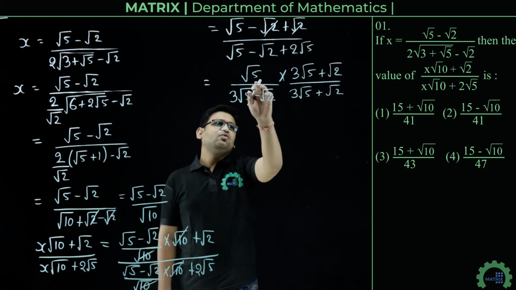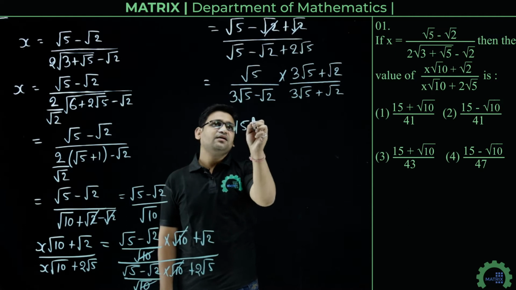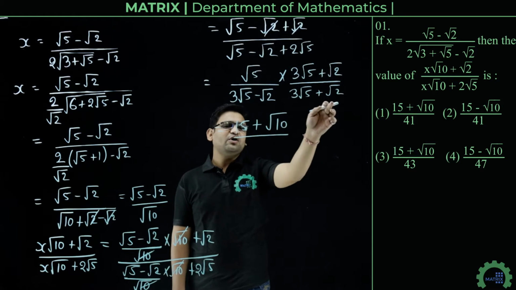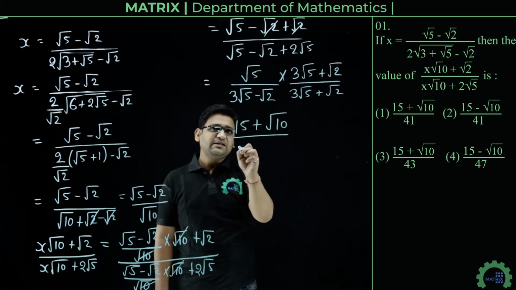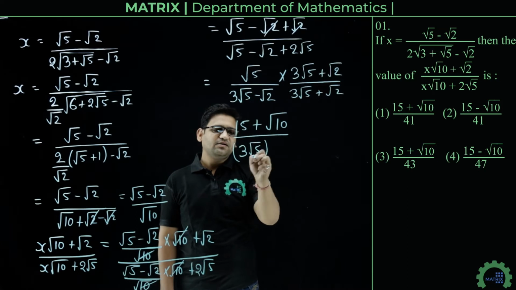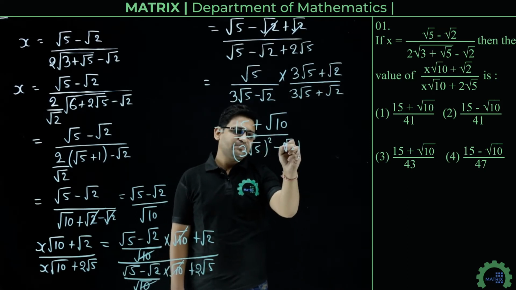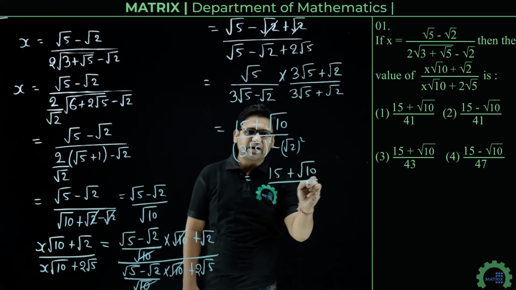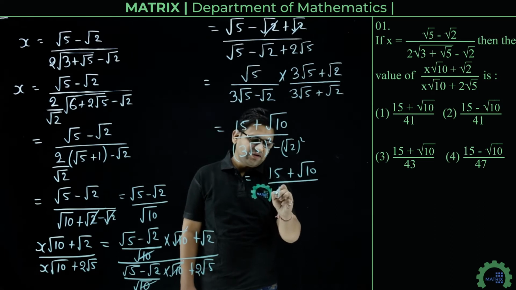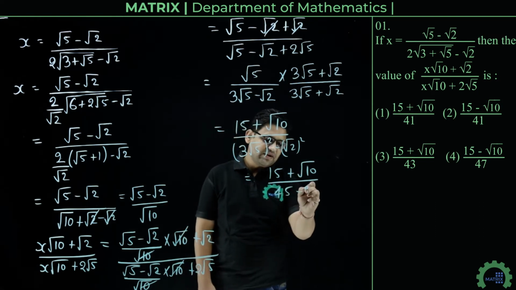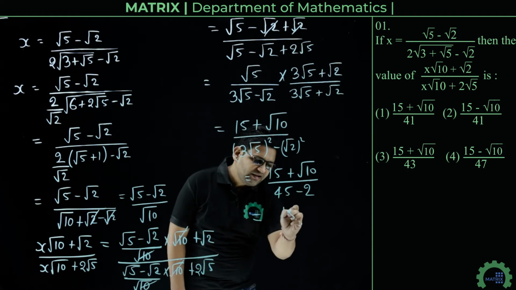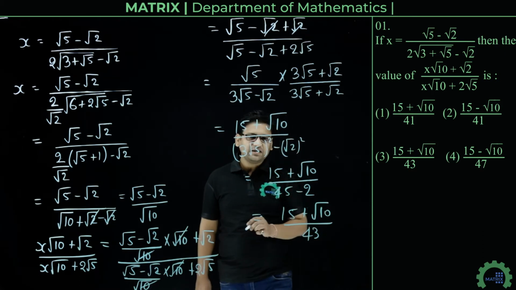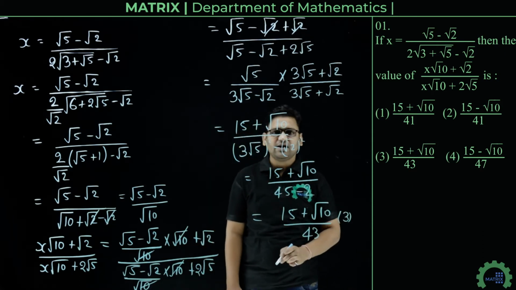So finally we get root 5 into 3 root 5, that is 15. Root 5 into root 2, that is root 10, divided by a minus b into a plus b form, that is a square minus b square, that is 3 root 5 whole square minus root 2 square. So it is again 15 plus root 10 divided by 3 root 5 square, that is 45, and minus root 2 square, that is minus 2. So finally we get our answer, that is 15 plus root 10 upon 43, that is option number 3 is the correct answer.